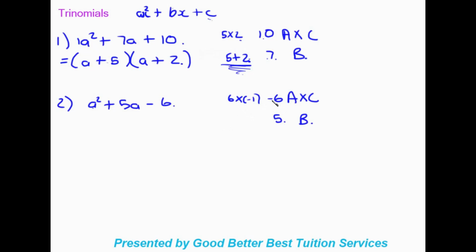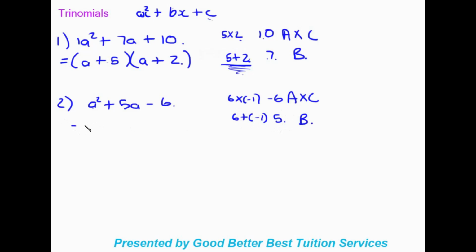And you can see 6 times negative 1 is going to be negative 6. But also 6 plus negative 1 is going to give me that 5, right? Because that negative 1 is going to minus from that 6, and we're going to be left with 5, right?